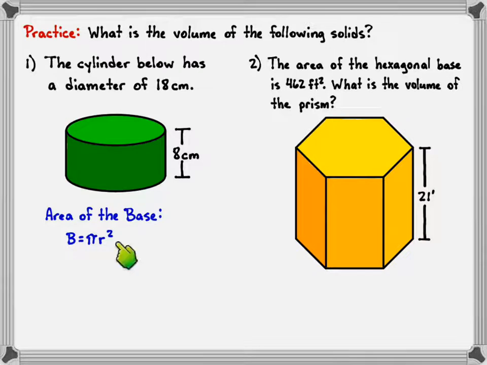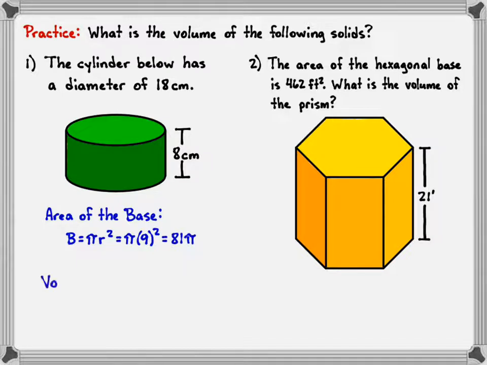Now normally we use the letter A for area, and that's true, you could, but I'm using capital B to represent the area of the base shape, the circle. So notice it says that the diameter is 18. That would imply that the radius is 9. So the area of the base shape is pi times 9 squared, which is 81 pi.